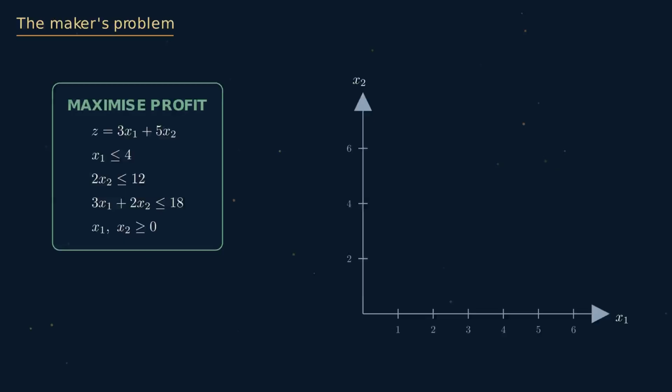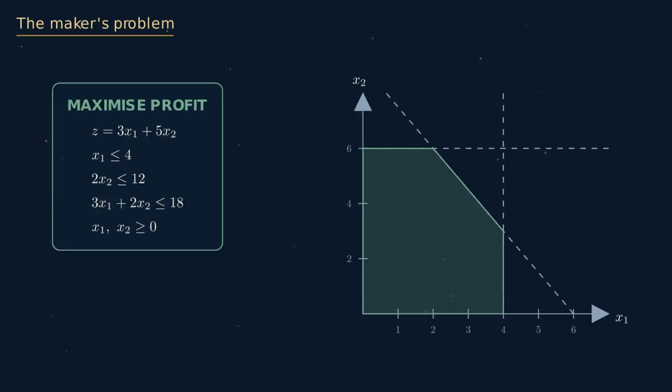Two products means we can draw this. Horizontal axis, how much of the first, vertical axis, how much of the second. Every limit becomes a line, and everything the workshop can actually do is trapped inside this shaded patch. Every point in there is a real production plan.